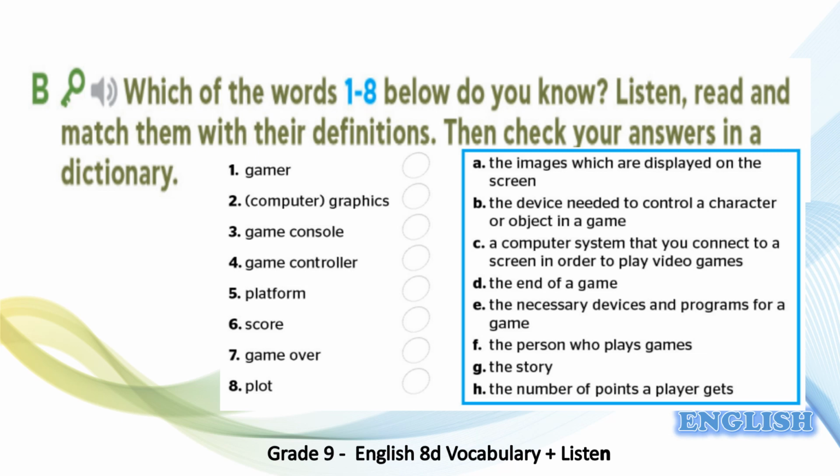Now listen. 8D. 1. Vocabulary. B. Which of the words 1 to 8 below do you know? Listen, read, and match them with their definitions. Then check your answers in a dictionary. 1. Gamer. 2. Computer graphics. 3. Game console. 4. Game controller. 5. Platform. 6. Score. 7. Game over. 8. Plot.